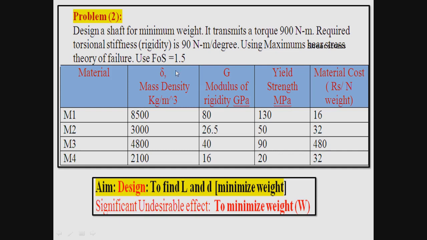These are the materials given in the problem. A total of 4 materials are given and their properties are given. Its density is given, modulus of rigidity and yield strength, and material cost is given in terms of rupees per Newton. So here our aim is to design the shaft, meaning to find its length and diameter or cross sectional area, so that the weight will be minimum.